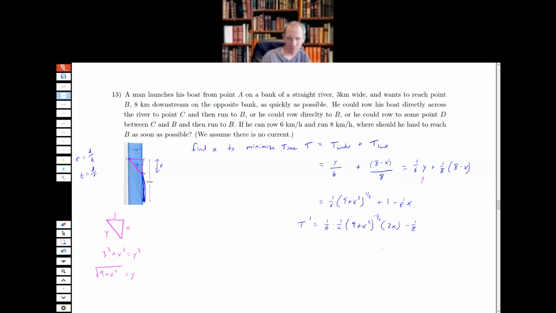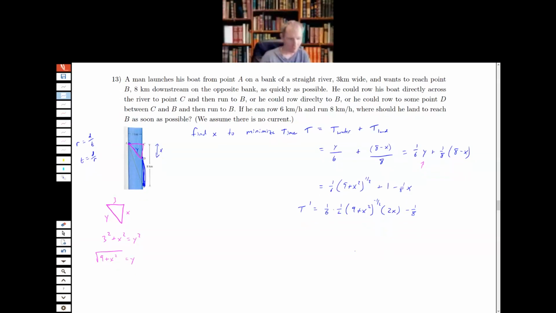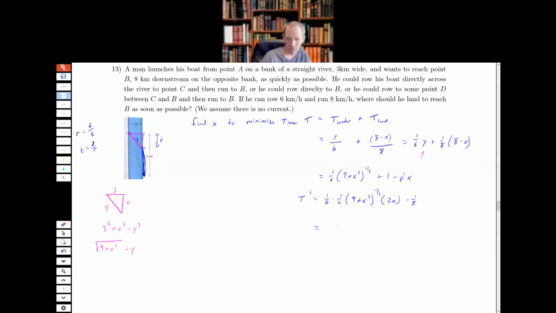Now we want to figure out where is t prime equal to 0, and where is it undefined. So maybe let's rewrite this really quickly. 1/6 times 1/2 is going to be 1/12. And I'll put this in the denominator as a square root. And then we have this 2x. Could have maybe canceled this 2 and the half, to keep my numbers a little bit smaller. So now I just have a 6 in the denominator, and we have an x in the numerator.